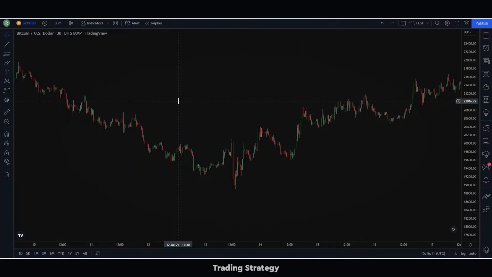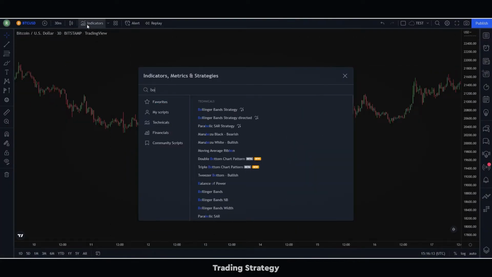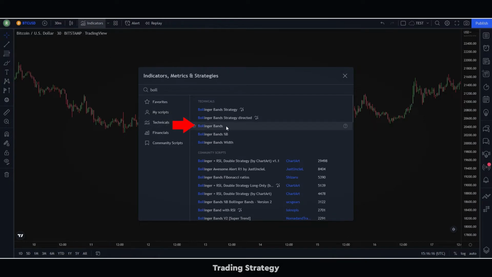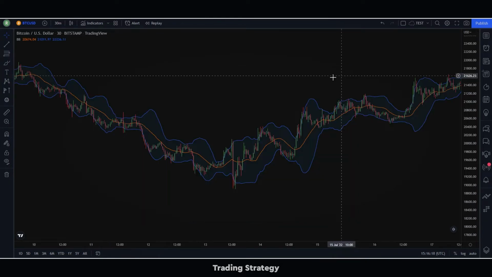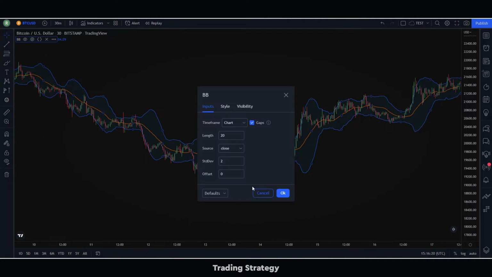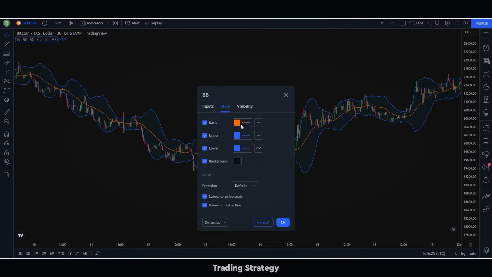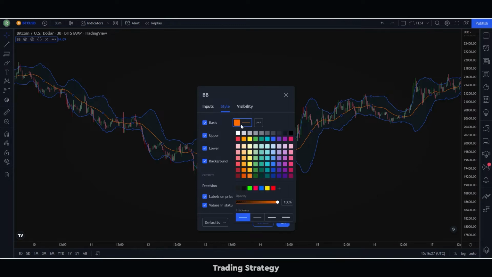The first thing we will have to do is select the Bollinger Bands. We will leave the parameters as they come by default. We will put the white color to the upper and lower bands and red color to the central band.